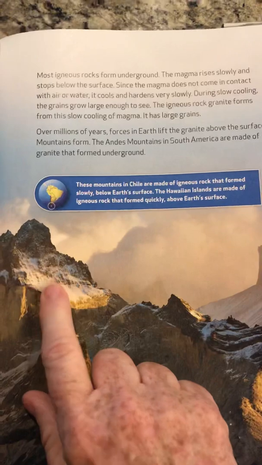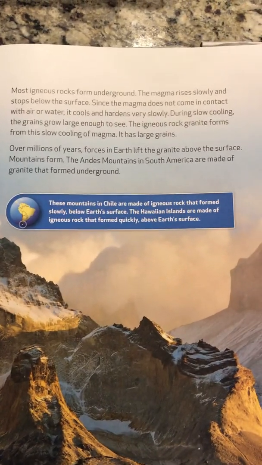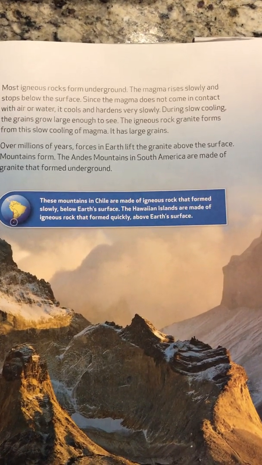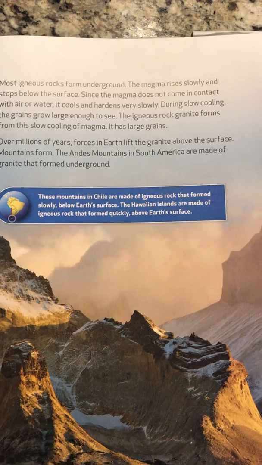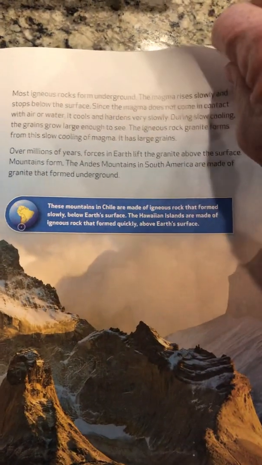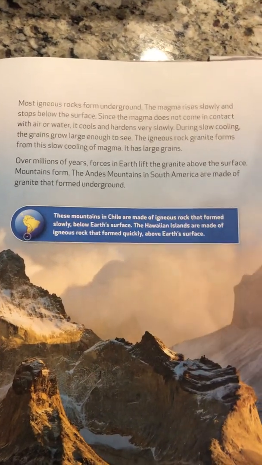Granite is different, but it's still an igneous rock. These mountains in Chile are made of igneous rock that forms slowly below the Earth's surface. The Hawaiian Islands are made of igneous rock that formed quickly above the Earth's surface. So basically you have to know that it is from magma that cooled either quickly or slowly.